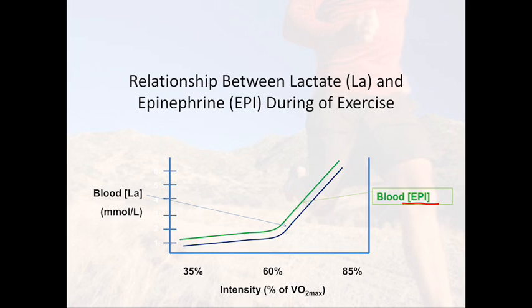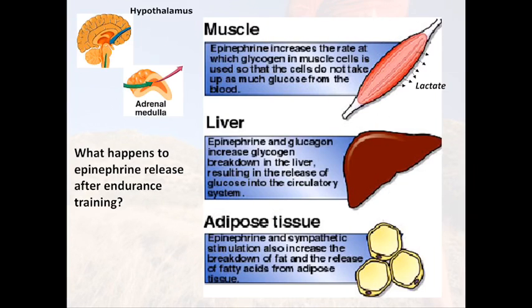This graph is just showing the strong relationship between epinephrine levels and lactate levels. The more epinephrine release we have, aka the more sympathetic nervous system activity we have, the more lactate release we have, because we're using the glycolytic system more. So it's kind of just getting back to that same point. Epinephrine release after endurance training is decreased, if we're talking about the same absolute intensity.